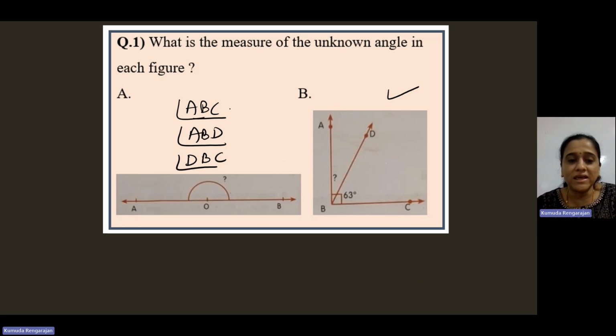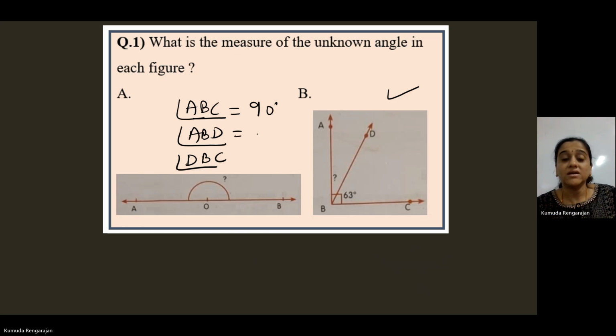Now, what's the measure of angle ABC? 90 degrees. How do we know? Because it's marked like this. Any angle marked like this is equal to 90 degrees. You should not mistake this one to be 63 degrees. That's 63, and that's 90. Then, what's the measure of angle ABD? Not originally given. Angle DBC? 63 degrees. Now, you're all right in finding this angle. 90 minus 63, 27 degrees, the correct answer.